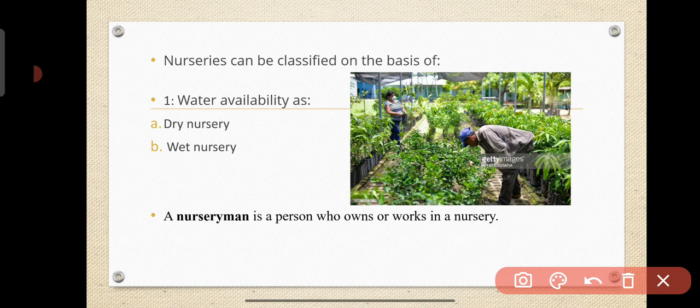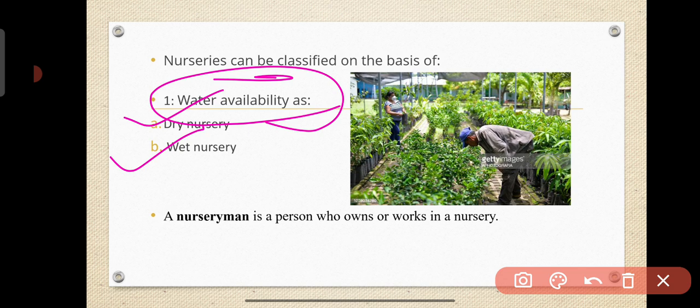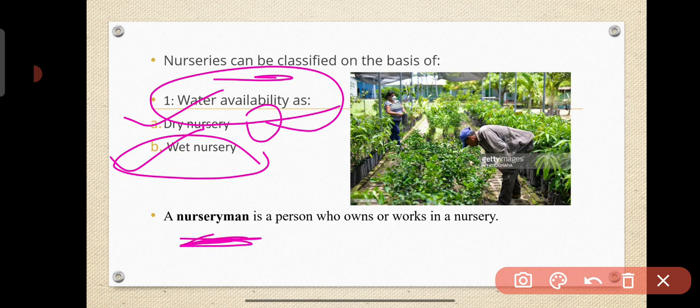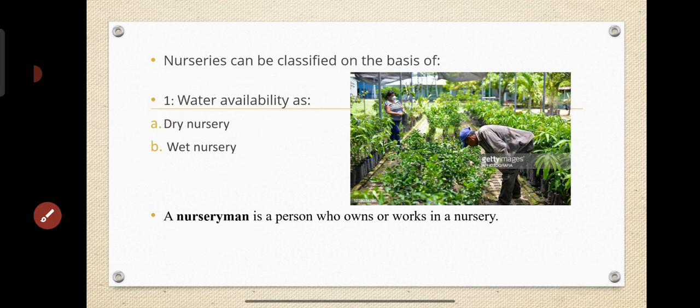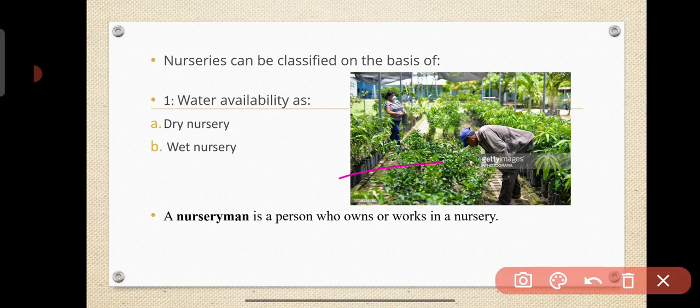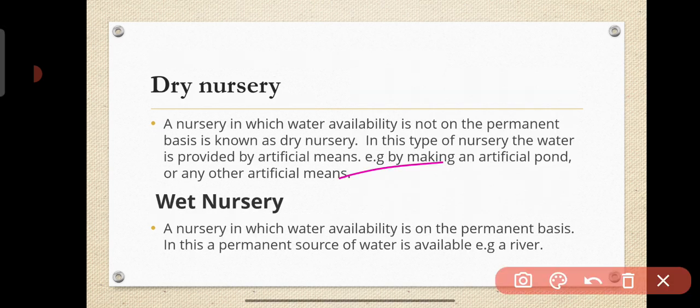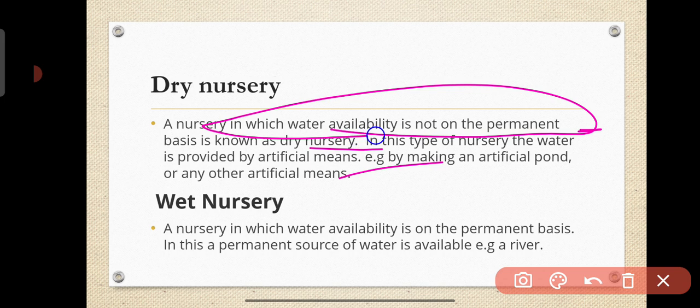Now, on the basis of water availability, nurseries can be classified as dry nurseries and wet nurseries. As their names suggest, in a dry nursery there will be a shortage of water, and in a wet nursery there will be no shortage of water. So who is a nurseryman? A person who owns or works in a nursery is called a nurseryman. So what is a dry nursery? A nursery in which water availability is not on a permanent basis is known as a dry nursery, because we are getting water but not on a permanent basis, it's temporary.